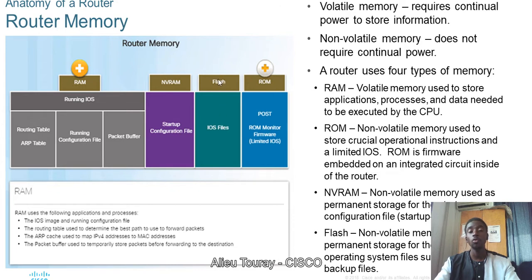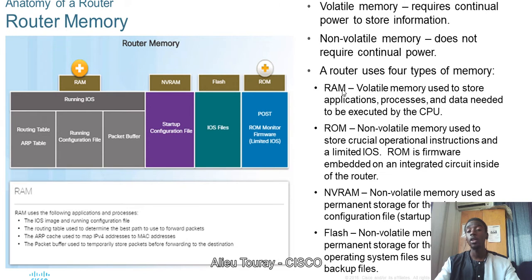And it also has what we call the NVRAM. What the NVRAM does is it saves the startup configuration file. The flash is responsible, just like the hard drive. It stores the operating system itself, that is the IOS file. And the ROM provides a monitor and a basic, limited IOS, just like when you're going to put your router in safe mode to make some changes.